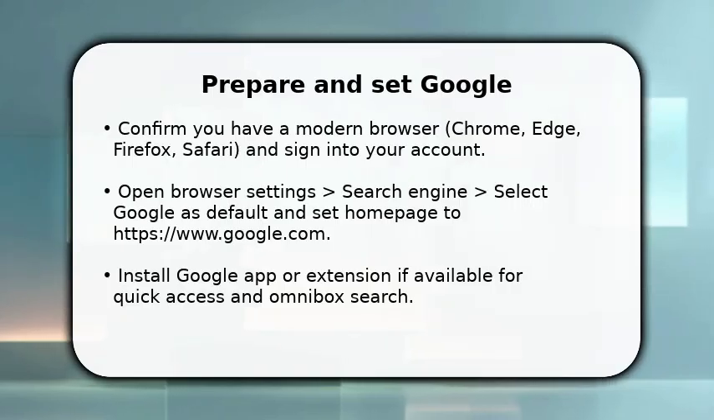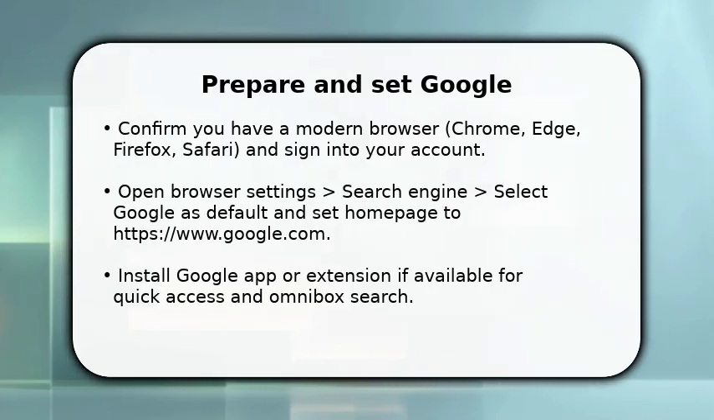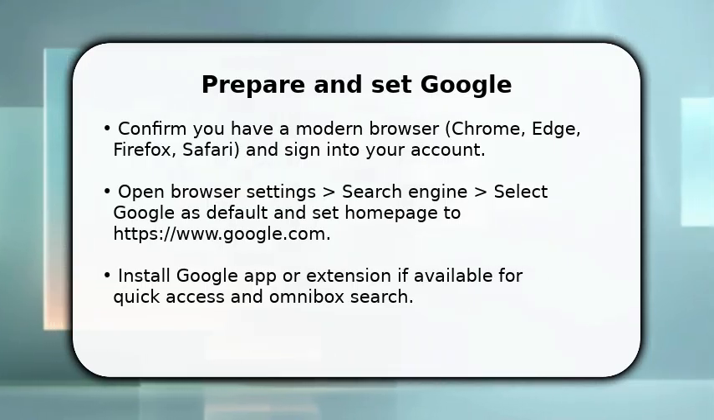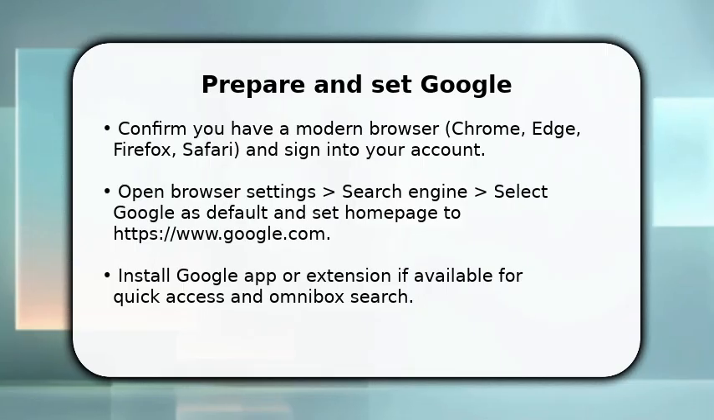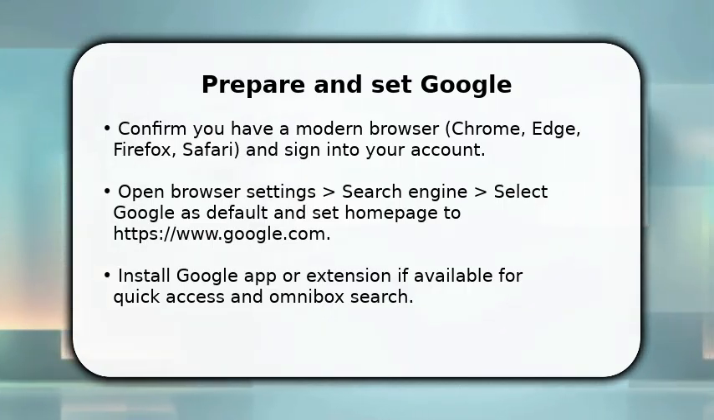You start by confirming prerequisites: a modern browser and, ideally, a Google account to sync settings. Once ready, open your browser settings and locate search engine options. Choose Google as the default so address bar queries use Google immediately. Next, set your homepage to Google for instant access when you open a new window. Make sure to install any official Google extension or app to enable fast Omnibox search and one-click access across sessions.